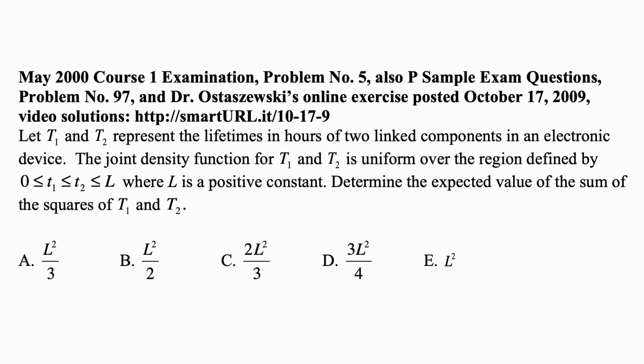And notice that all answers depend on the parameter L, but that's not unusual given that it's a parameter defining the area where the joint density is uniform and constant. Because when the joint density is constant, the distribution is uniform.